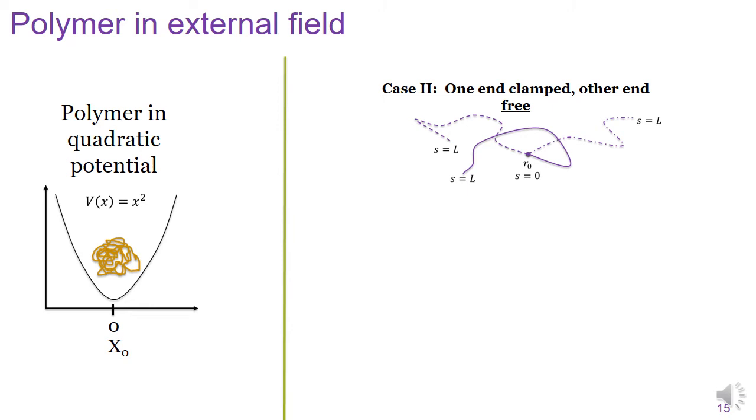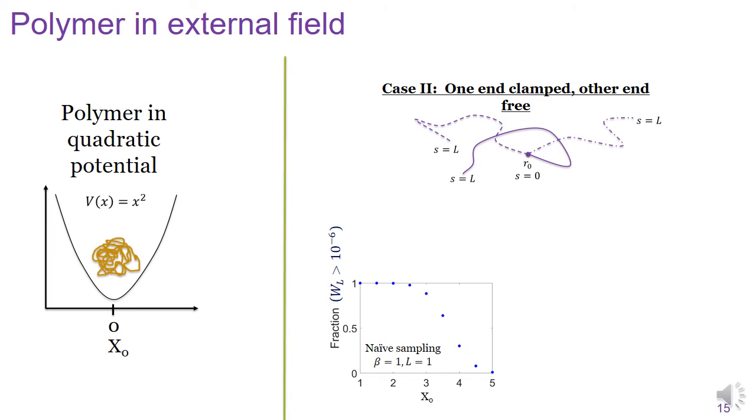In the second case, when one end is clamped and the other end is free, the partition function cannot be analytically given. Before going into the Brownian bridge, we used the brute force or naive sampling approach to collect the statistics. What we found interesting is that when the polymer position is located at the minimum energy potential, the efficiency, which is quantified as the fraction of polymer simulations with Boltzmann weight larger than a certain value, is very high, representing very efficient sampling.